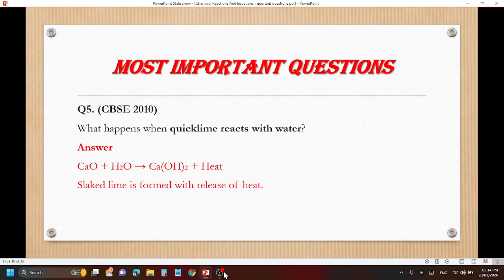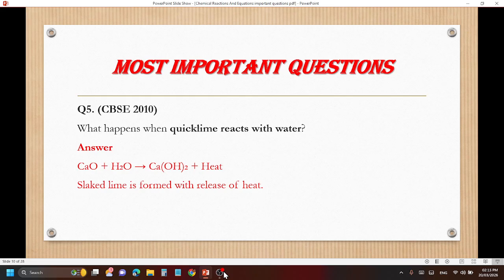Moving on to the next question, this is a CBSE 2010 question. What happens when quicklime reacts with water? Simple, I have given you the same equation at the start of the video, that is an exothermic reaction, in which we have seen the equation CaO plus H2O gives rise to Ca(OH)2 plus heat. That is calcium oxide plus water gives calcium hydroxide plus heat. Calcium hydroxide is also known as slaked lime. So slaked lime is formed with the release of heat.